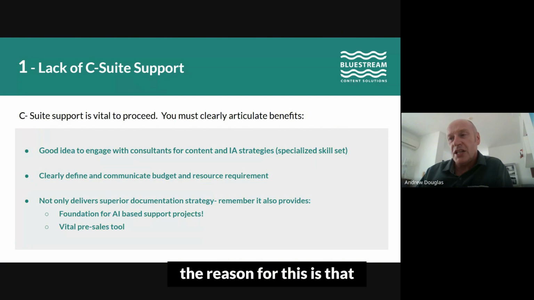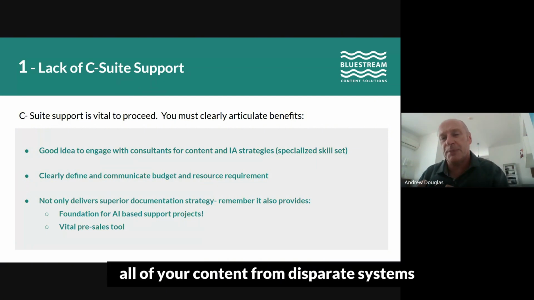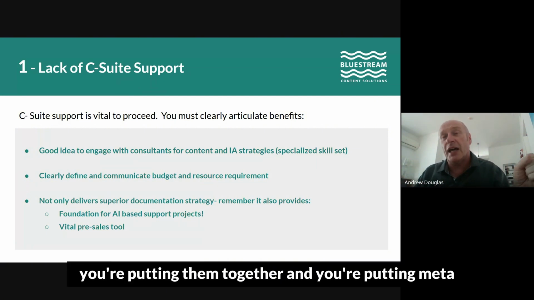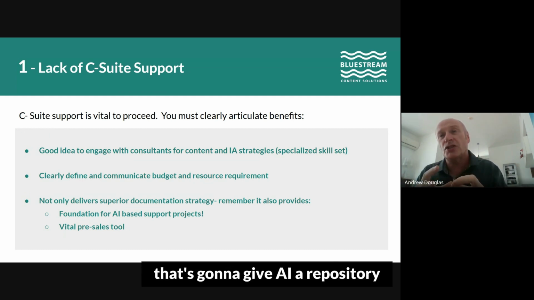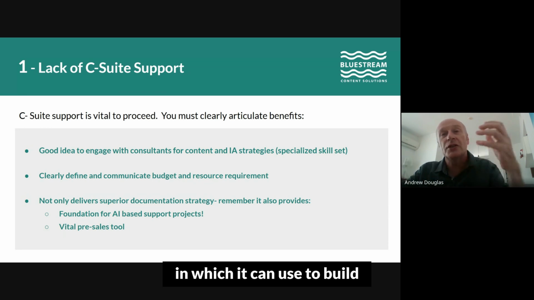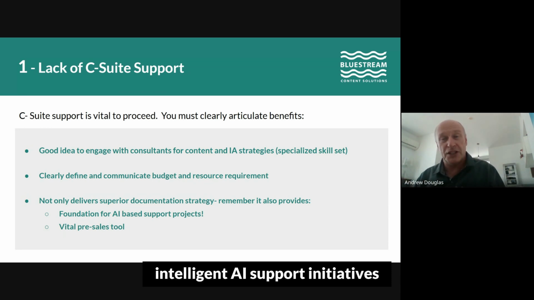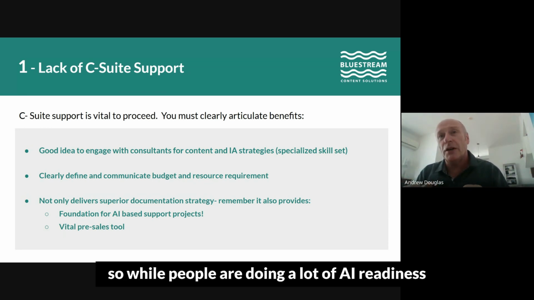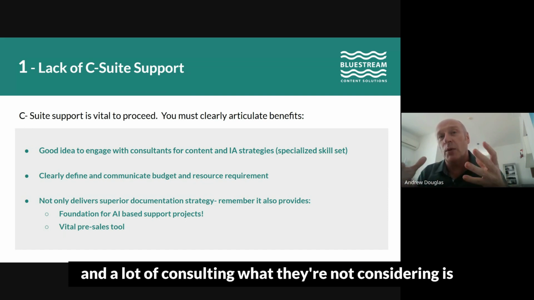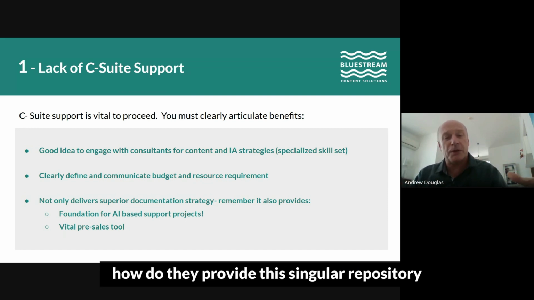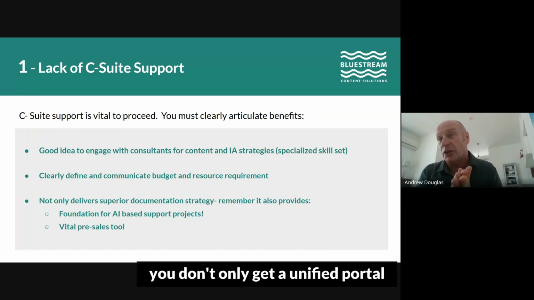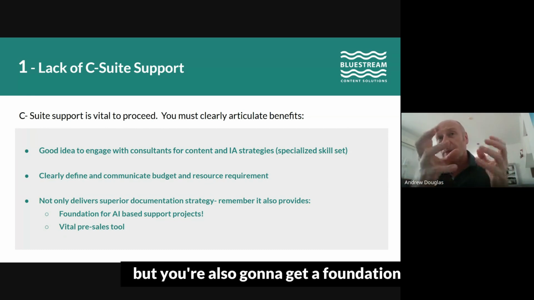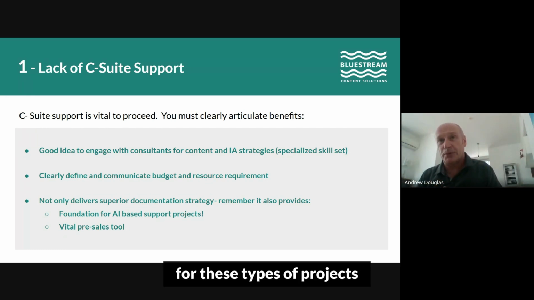The reason is that if you're taking all of your content from disparate systems, putting it together, and putting metadata over these systems, that's going to give AI a repository it can use to build intelligent AI support initiatives. While people are doing a lot of AI readiness and consulting, what they're not considering is how to provide a singular repository which can be indexed for AI projects. And this is how you do it. You don't only get a unified portal, but you also get a foundation for these types of projects.